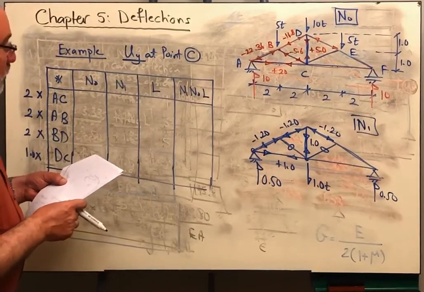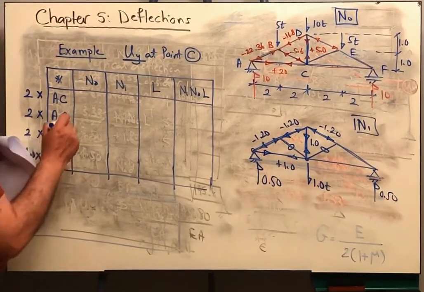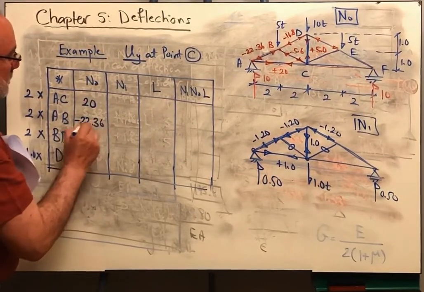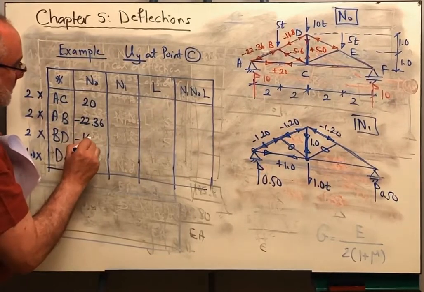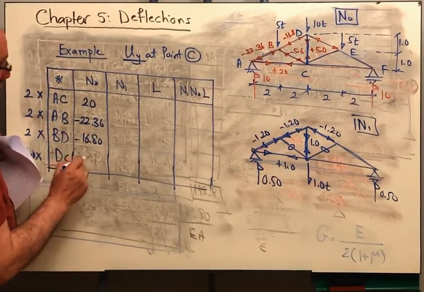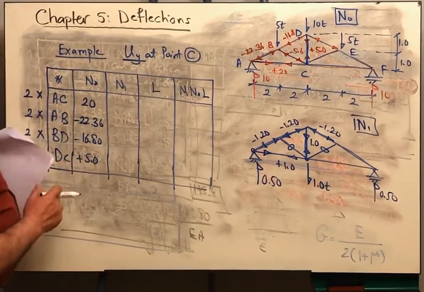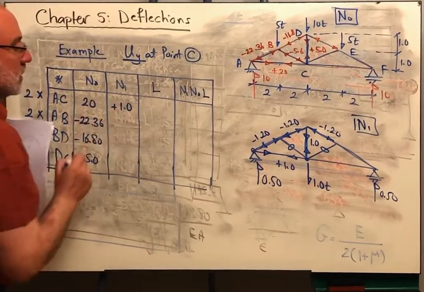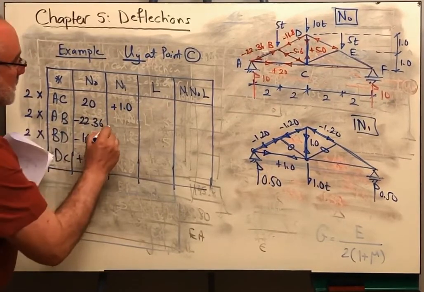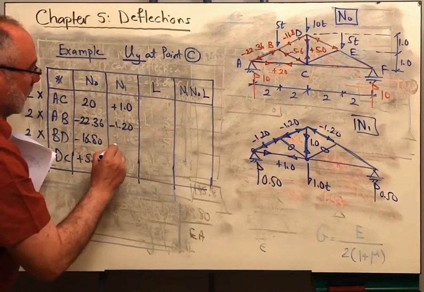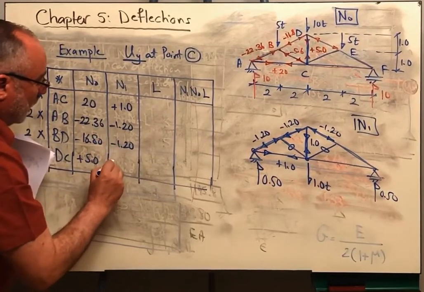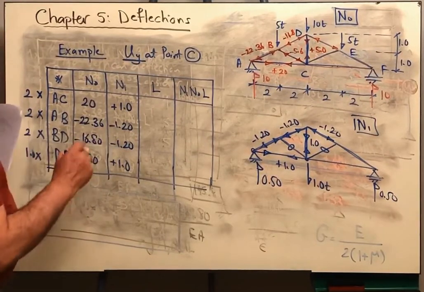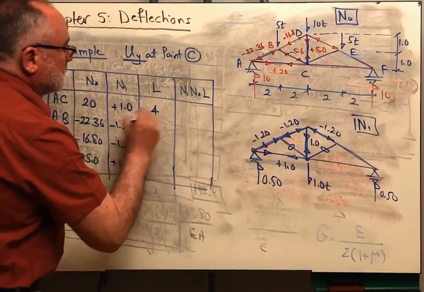If you put this in a tabular form, you are having AC is 20 and this is negative 22.36, negative 16.8 and plus 5. Okay? So we are having here, this is plus 1, the corresponding force, and this is negative 1.2, and this is negative 1.2, and this is plus 1. For the length of the member AC, it is 4 meters.